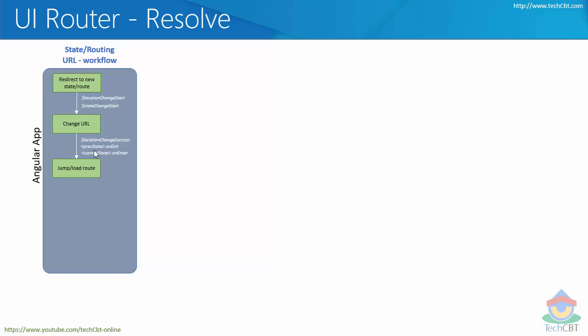So every state can have 2 options along with those particular events. Those are onExit and onEnter, and these 2 can be specified as part of your state configuration, and only if it is necessary or your application demands it. Okay, once all of these events are fired, then it actually switches to the new route or new state, loads the state, and then it fires a $stateChangeSuccess event.